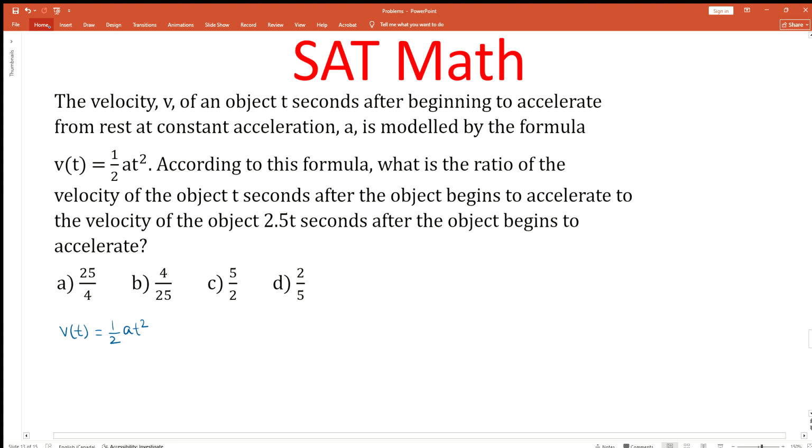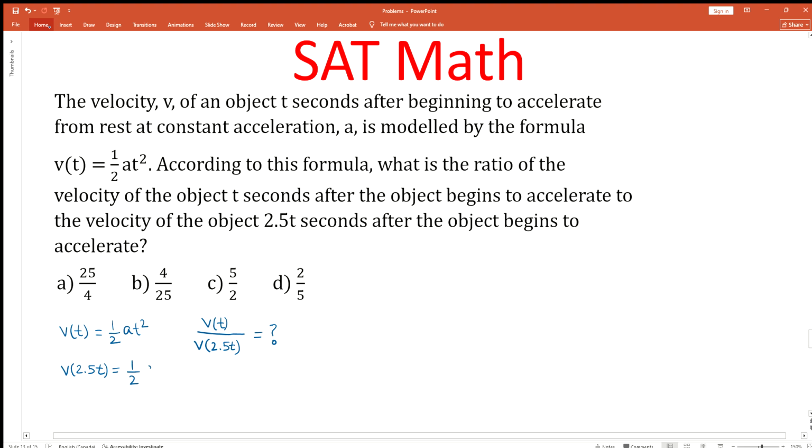In this problem, we have to find the ratio of velocity at t seconds, which is v of t, and velocity at 2.5 t seconds. So we have to find the value of v of t over v of 2.5 t. We are given that v of t is equal to half times a times t squared. We can use this given formula to find the expression for v of 2.5 t. For that, we should replace t with 2.5 t in the given formula.